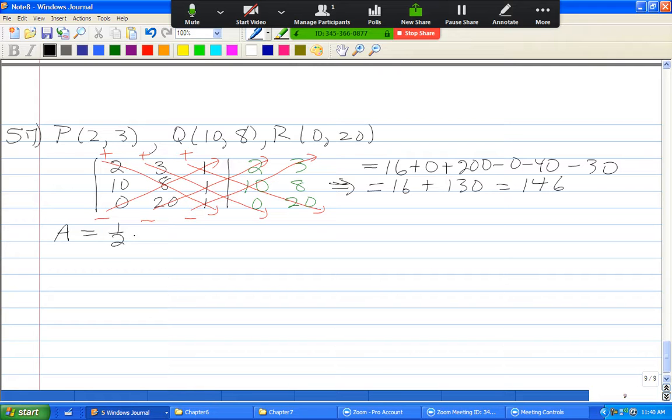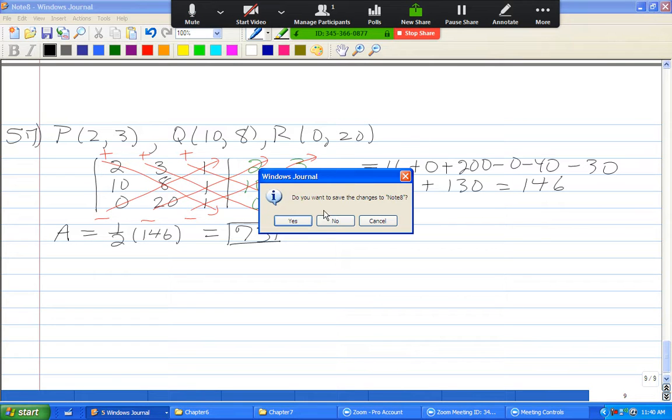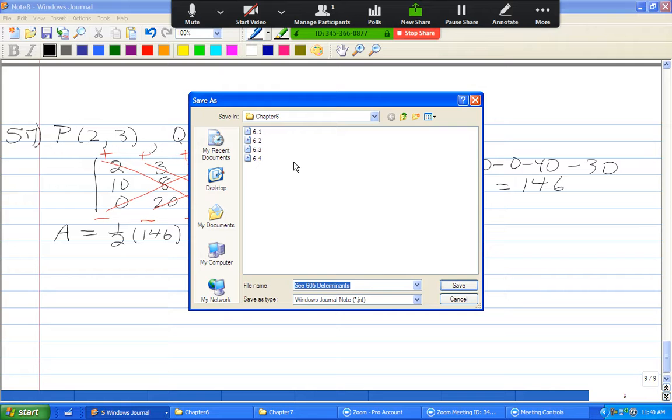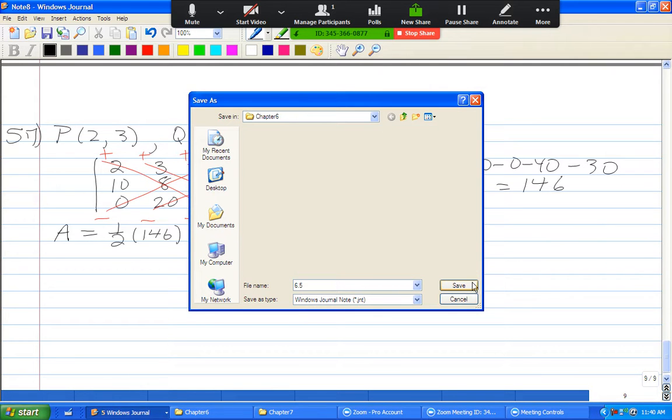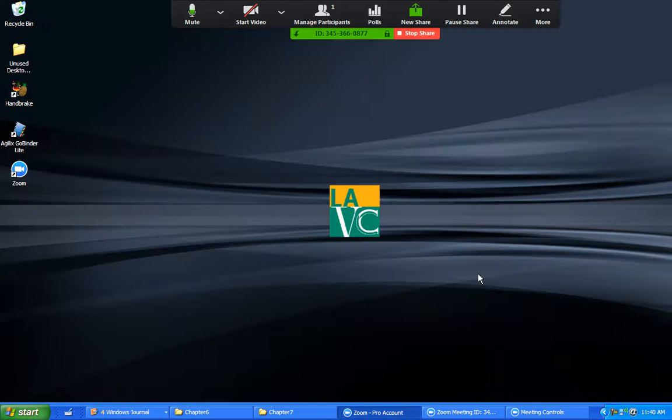So the area of my triangle is going to be 1/2. Well, I don't have to make it positive. It's already positive. 146. So that's equal to 73. So the area of my triangle is 73 square units. And that finishes off section 6.5. Let me go on to section 6.6.